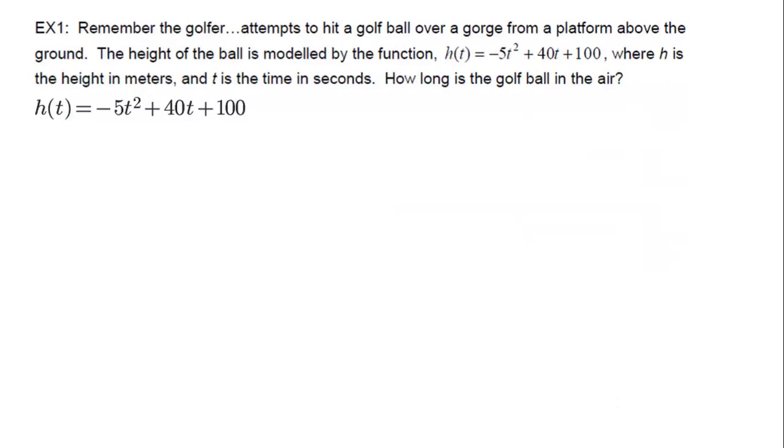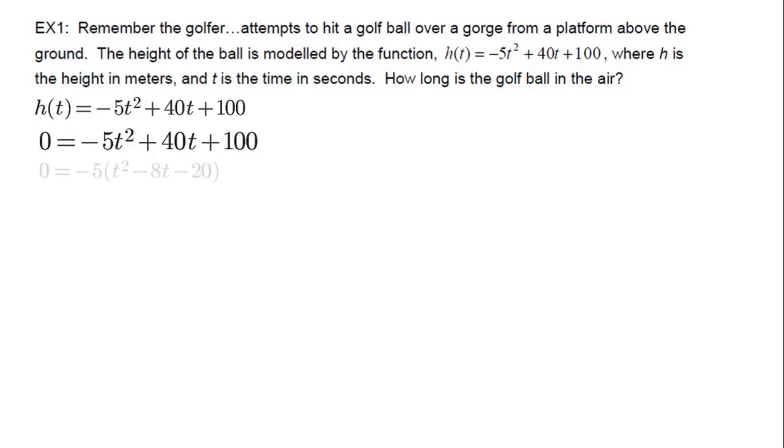So go back to the golfer. He hits a golf ball over a gorge from a platform, and so we want to find out how long the ball is in the air. So if we want to find out how long the ball is in the air, we want to find out when it hits the ground. We know from the previous lesson when it hits the maximum point, now we want to find out when it hits the ground.